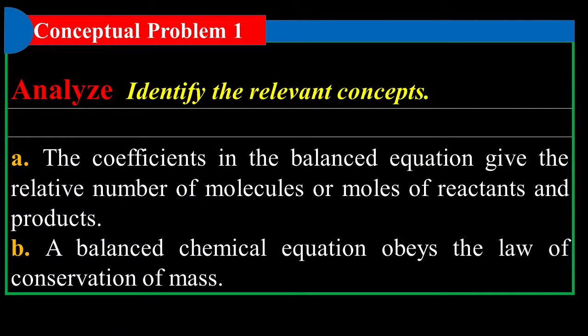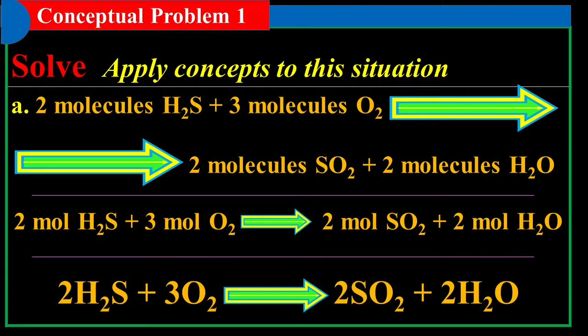So we want to analyze the coefficients in the balanced equation, which give the relative number of molecules or moles of reactants and products. B, a balanced chemical equation obeys the law of conservation of mass. So when you look at this analysis, A and B. Now, let's go back.